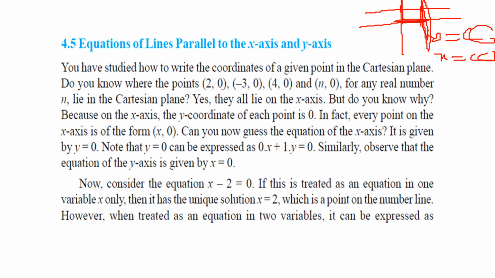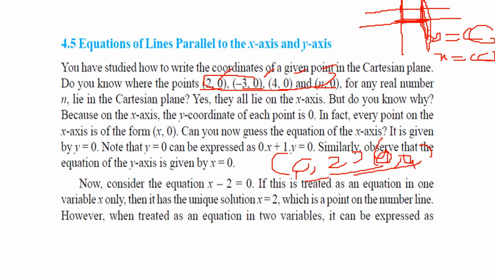So these are the points 2, 0, minus 3, 0, 4, 0, and 0, 0. All these are real numbers which lie on the Cartesian plane. They all lie on the x-axis. Why? Because the y coordinate is 0. Similarly, those points where x is 0, say 0, 2 and 0, 4, all lie on the y-axis. Where x equal to 0, that means the y-axis. Where y is 0, that means the x-axis. I hope you got the idea, right?